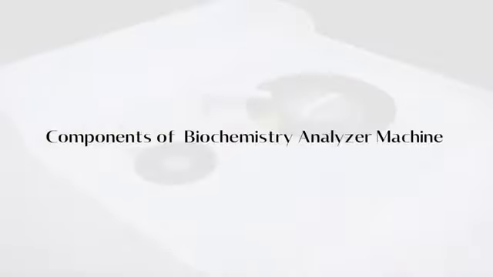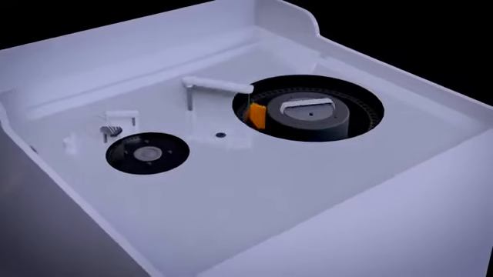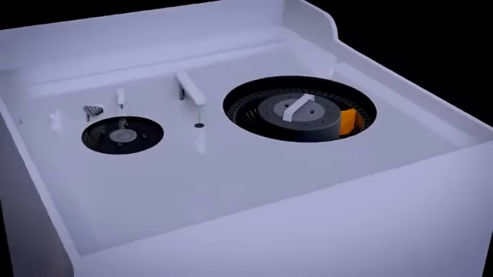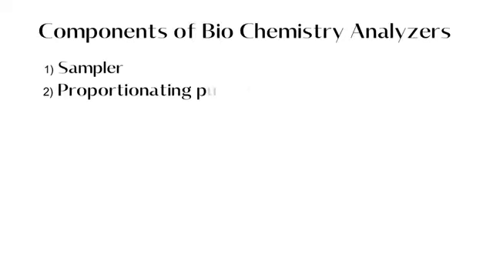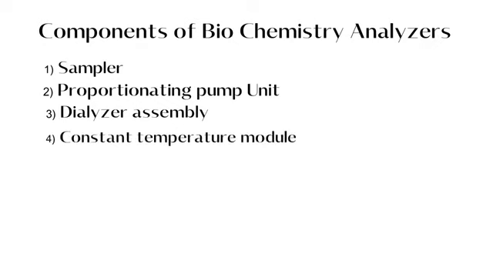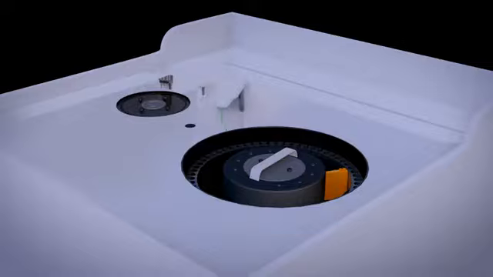Now let's look into the components of a biochemistry analyzer. Major components of biochemistry analyzer machines are the sampler, proportionating pump unit, dialyzer assembly, constant temperature module, flow-through colorimeter, and recorder assembly. Let's look into the sampler first.